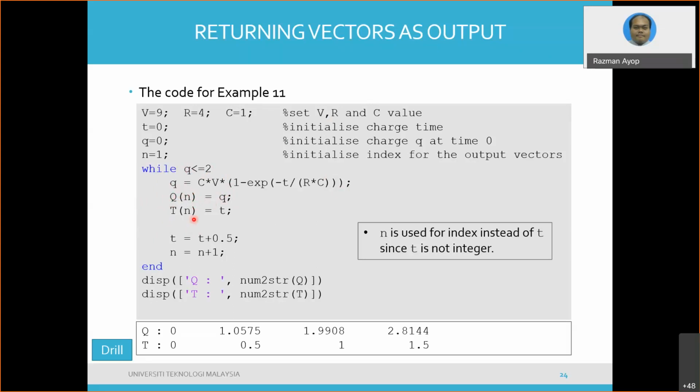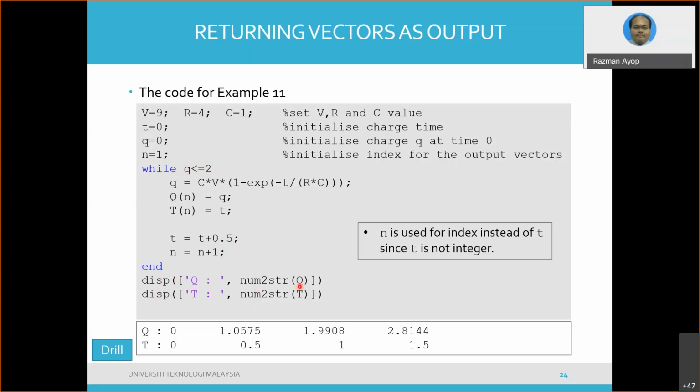This one also, for the beginning, t is equal to 0, and then you have to step up the number. For the time, you have t plus 0.5, which means the time changes by 0.5 second. And n is the index. For the index you have to add, because you want to save at the next location, so n equals n plus 1. That's why you have to put this, and then it will loop until Q reaches more than 2. After Q is more than 2, it will end the simulation and display the number.